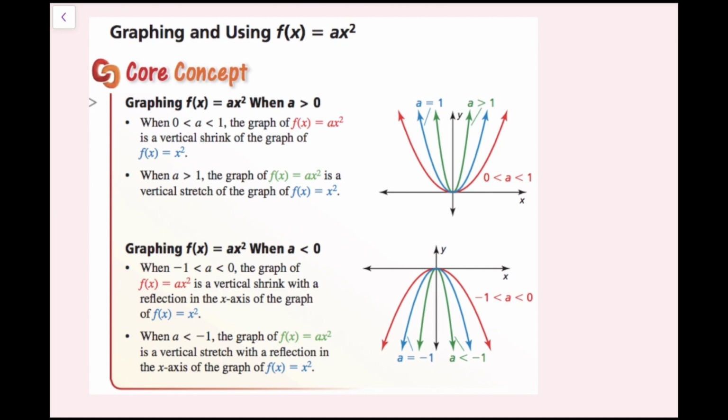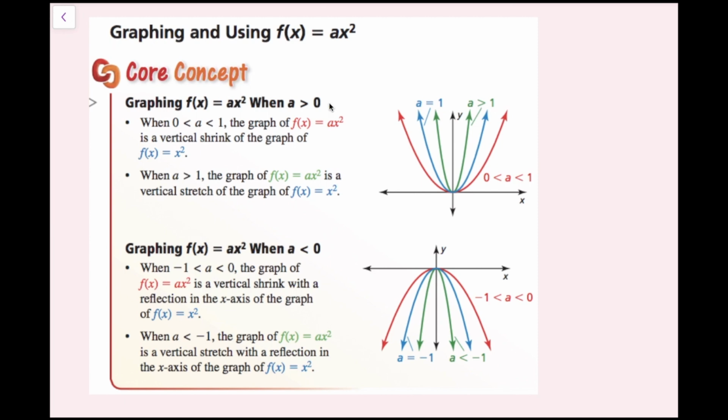Graphing and using f of x equals ax squared. When 0 is less than a is less than 1, the graph of f of x equals ax squared is a vertical shrink of the graph of f of x equals x squared. When a is greater than 1, the graph of f of x equals ax squared is a vertical stretch of the graph of f of x equals x squared.